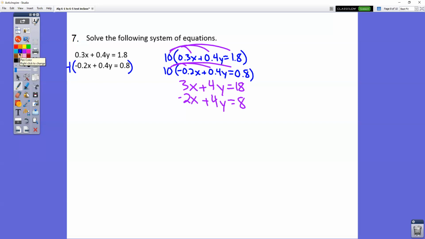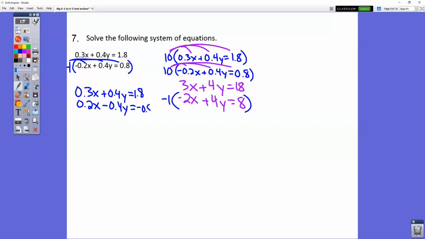you'd still have to do the same thing that I'm about to do in this first one and create opposites with your y's by multiplying by negative one, either the top equation or the bottom equation. It doesn't matter. I chose to skip this extra step of multiplying by tens, and just multiply that bottom equation by negative one to create my opposites with my y's. I'm just going to rewrite this top equation because I'm not touching that. And now distribute. Negative 1 times negative 0.2 is positive 0.2 because a negative times a negative is a positive. Minus 0.4y equals negative 0.8.